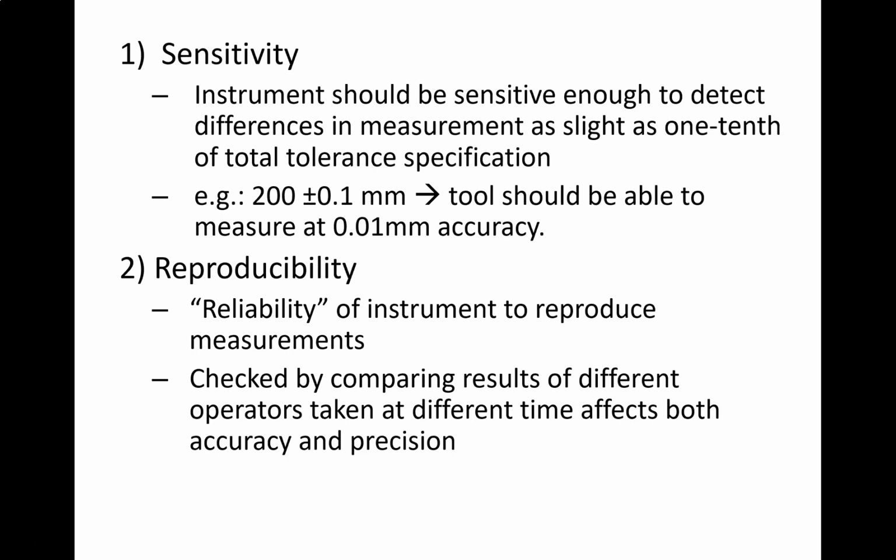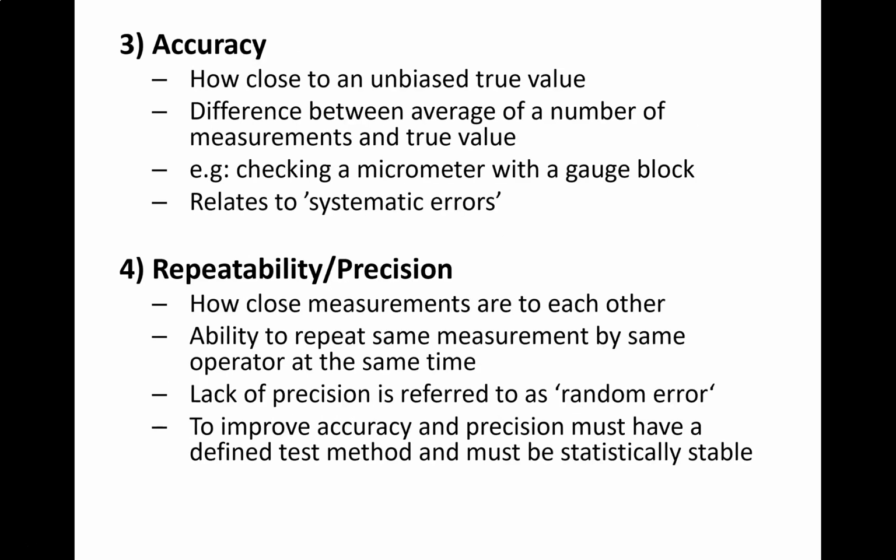And the most important thing, whether your data or your result is reliable or not, whether it can be reproduced. Reproduce the measurement. So you need to check whatever you get is comparable with other instruments or comparable with whatever people have published before. And accuracy, how close to an unbiased true value. The difference between the average of a number of measurements and the true value. For example, we check a micrometer with a gauge block and relate it to systematic error.